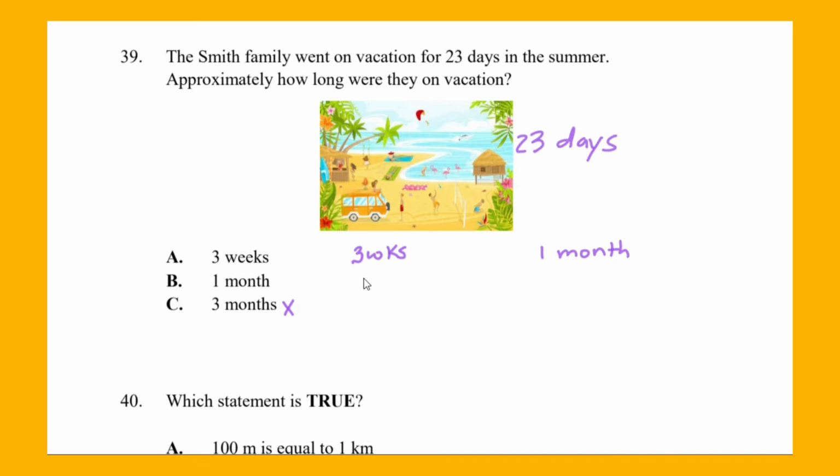3 weeks would be 3 times 7. That would be equal to 21 days. And a month is roughly between 30 to 31 days. So which is it closer to, the 21 days or the 30 to 31 days? Yes, it is closer to the 3 weeks.